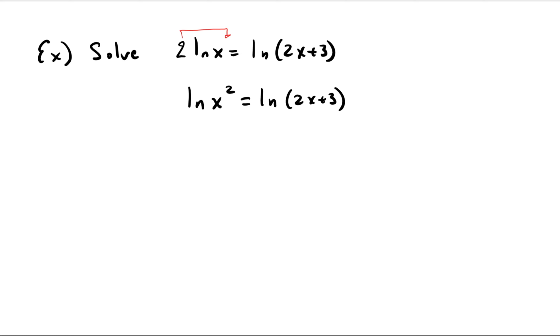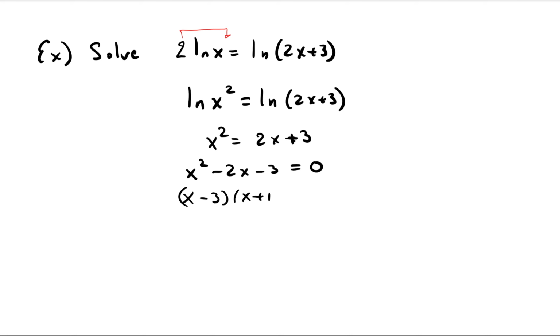And now I've got a log of something equal to a log of something else. So those arguments, the x squared and the 2x plus 3, okay, must be equal. And then I end up with a quadratic equation, which is a little bit different than what we had before. We would always end up with linear equations, but here it's a quadratic equation. So I can try to factor that using the AC method. So the product of -3, sum of -2. So that's -3 and 1. So I end up with x equals 3 or x equals -1.